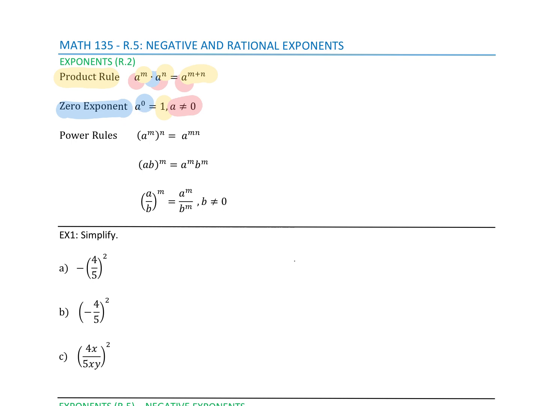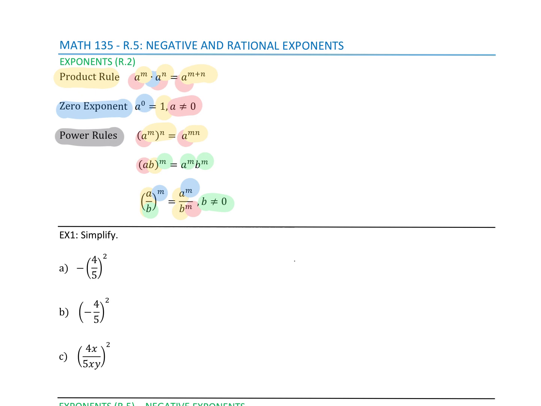All right, so for power rules, a few different rules. This first one, if you're only working with one base and two exponents, keep that base, and we multiply the two exponents together. Next, if we're working with two different bases, and they're both being raised to the same power, we just give each of those bases that new power. Next, if we have a fraction with two different bases, and they're both being raised to a certain power, we split the power up, and they each get that same power. And again, this is for b not equal to 0, because we cannot have 0 in the denominator.